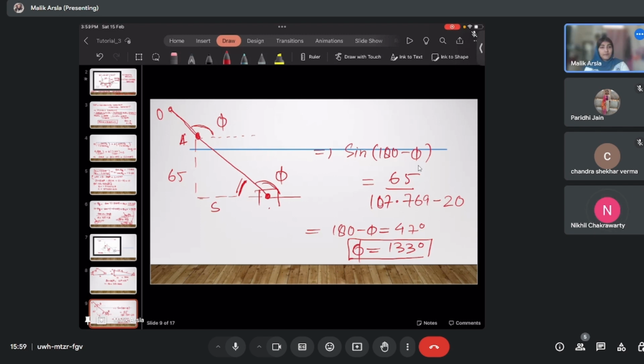Ma'am, it will be 227 degree. Theta will be, not phi. Theta is 2 phi, no? Okay, ma'am. Yeah, so phi is coming out to be this. Ma'am, actually it's sine 180 minus phi is equal to 65 upon AB length. I have to take the length of AB.